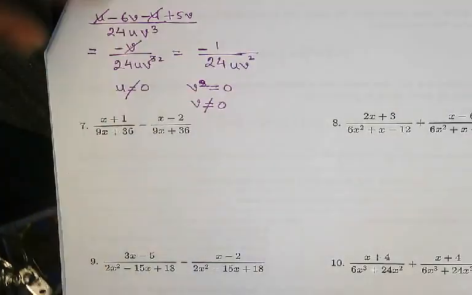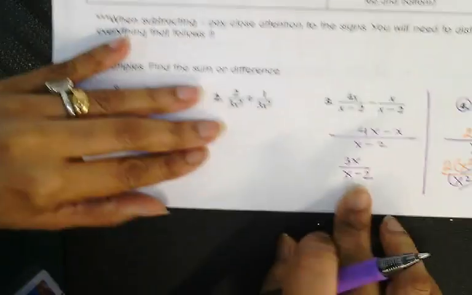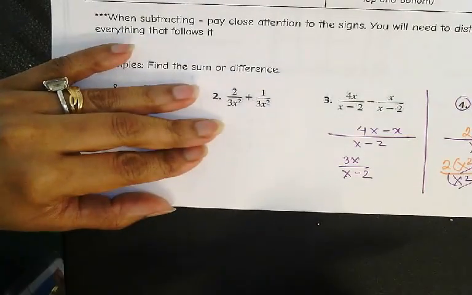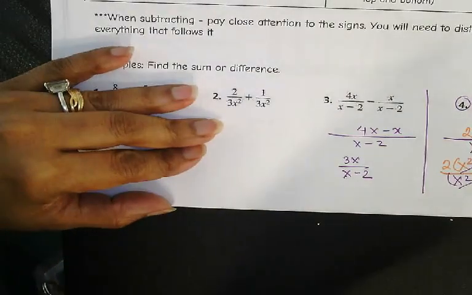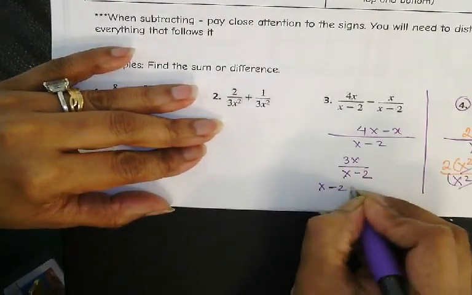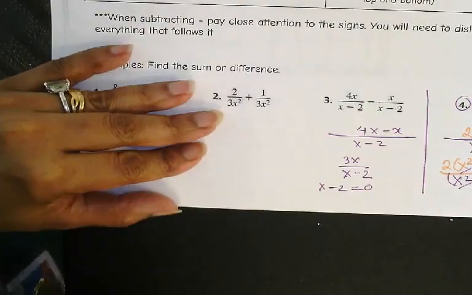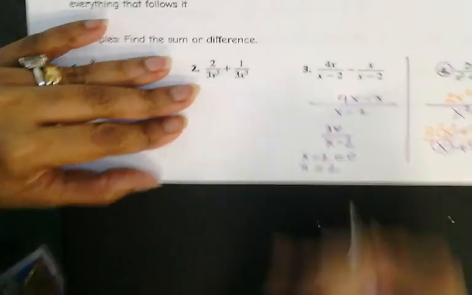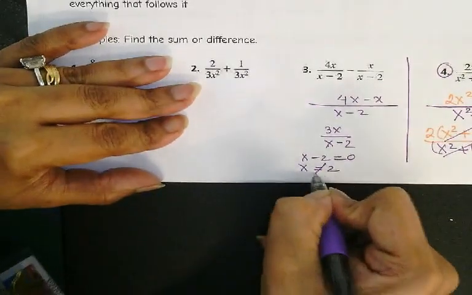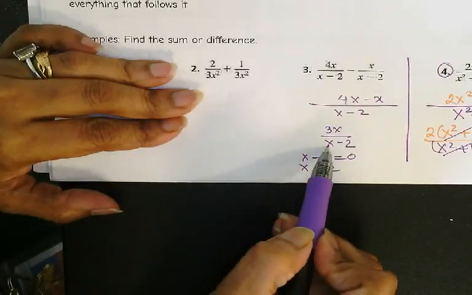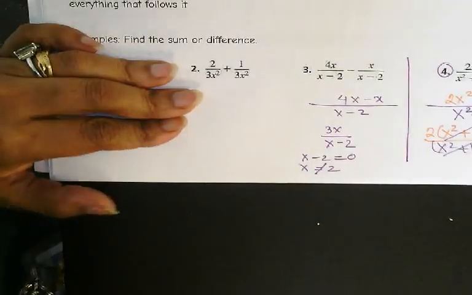Let me show you the restriction for number 3. Let's see over here. So here, the denominator is x minus 2. So what we have to do over here, we are going to do the same thing. x minus 2 is equal to 0. What's the x value? X equal to 2, correct? My restriction will be x is not equal to 2. Because if you put 2 over here, that's going to give you the denominator 0.